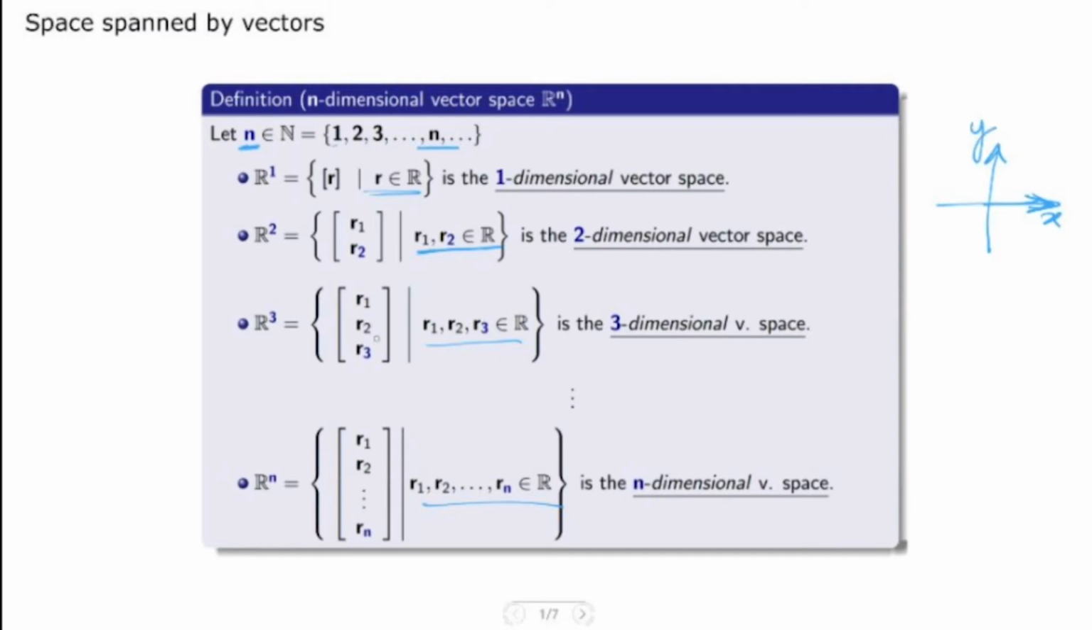And if you have R to the power 3, then it's a three-dimensional vector. So let's say x, y, and also z. You have three values from three dimensions, r1, r2, and r3. And you could have up till an n-dimensional vector. That's shown here. R to the power n would mean n-dimensional vector space.